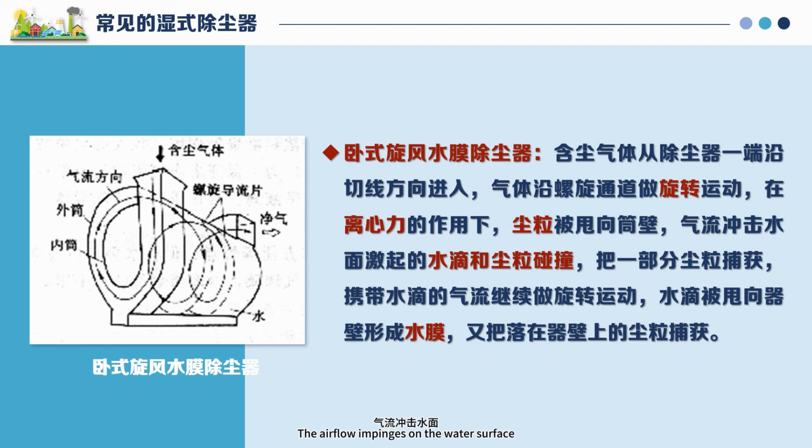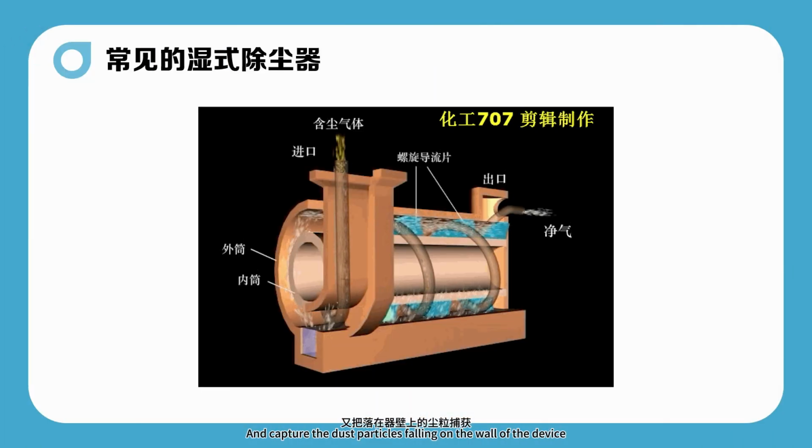The airflow impinges on the water surface. Collision between water droplets and dust particles captures a part of the dust particles. The airflow carrying water droplets continues to rotate. Water droplets are thrown to the wall of the device to form a water film and capture the dust particles falling on the wall of the device. This is the schematic diagram of the horizontal cyclone dust collector.